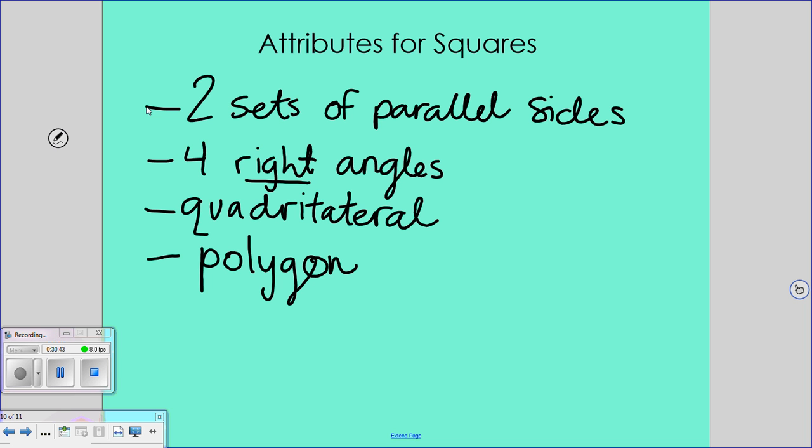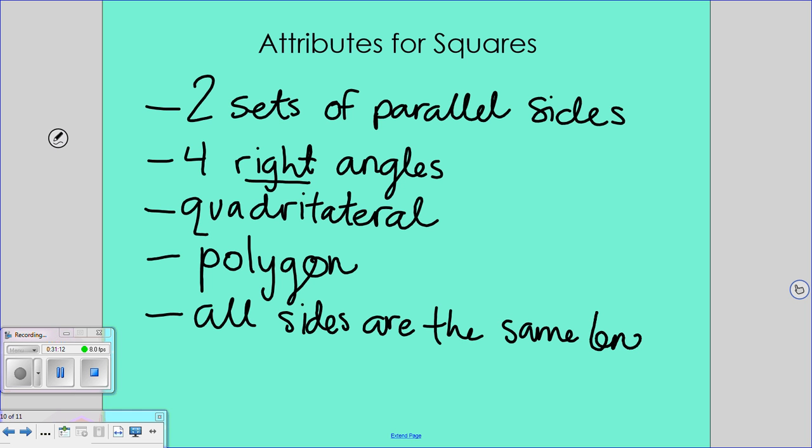What else for a square? Savannah, can you help her out? Yes, all sides are the same length. And that's pretty special. We haven't had a shape that has that yet. Does a rectangle have to have all sides be the same length? No. Does a parallelogram have to have all sides be the same length? No, that's pretty special to that square. Remember, underneath your square, go ahead and draw what a square might look like.